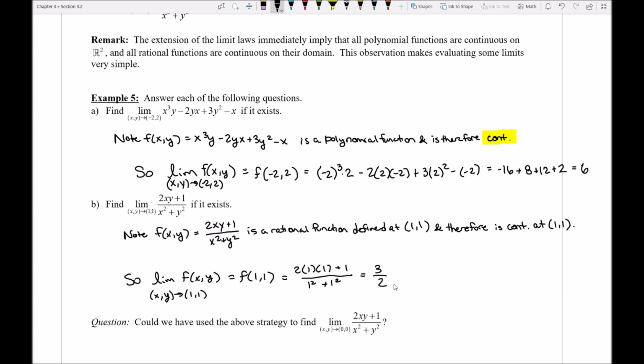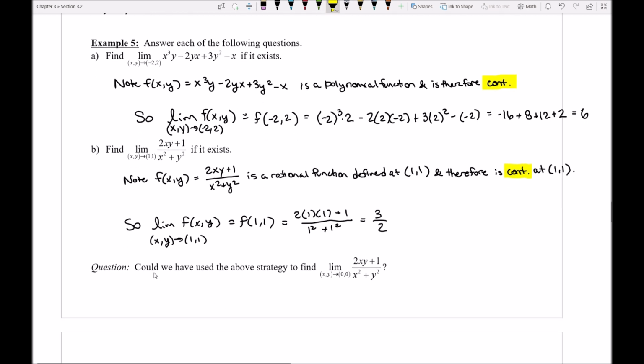Done. So again, continuous functions are awesome, but you got to make sure you have a continuous function. If you don't have a continuous function, I can't go ahead and do a direct substitution. So notice, could we have used this above strategy to find the limit as I approach 0, 0? That answer would automatically be no. No, I can't do that because the function here isn't actually defined at 0, 0. So I could not have just tried to plug in 0, 0.